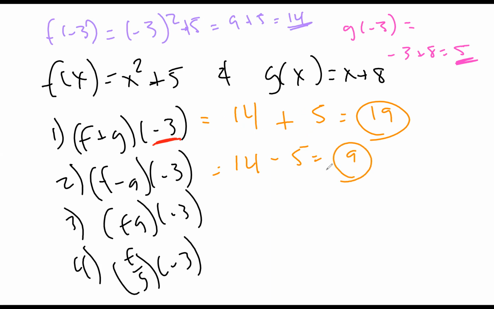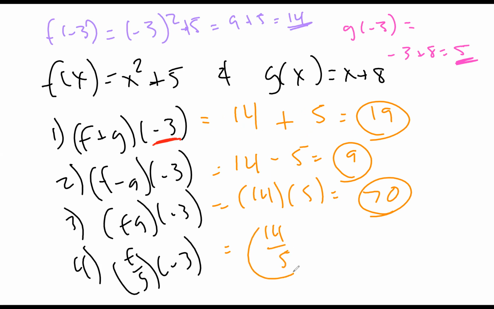Done. The next one wants me to multiply. So 14 times 5, which is 70. And then the last one wants me to divide, 14 over 5. Now I can't simplify this any further, so that's it.